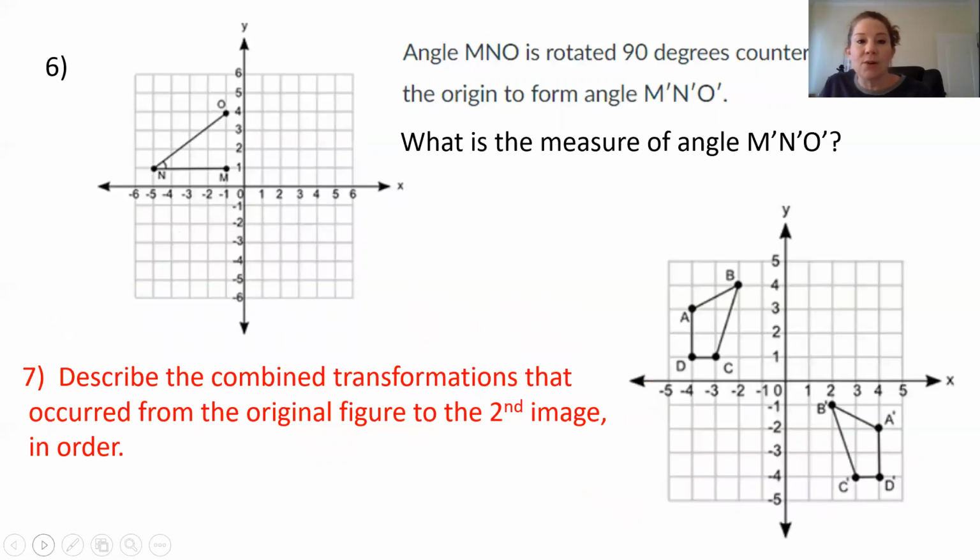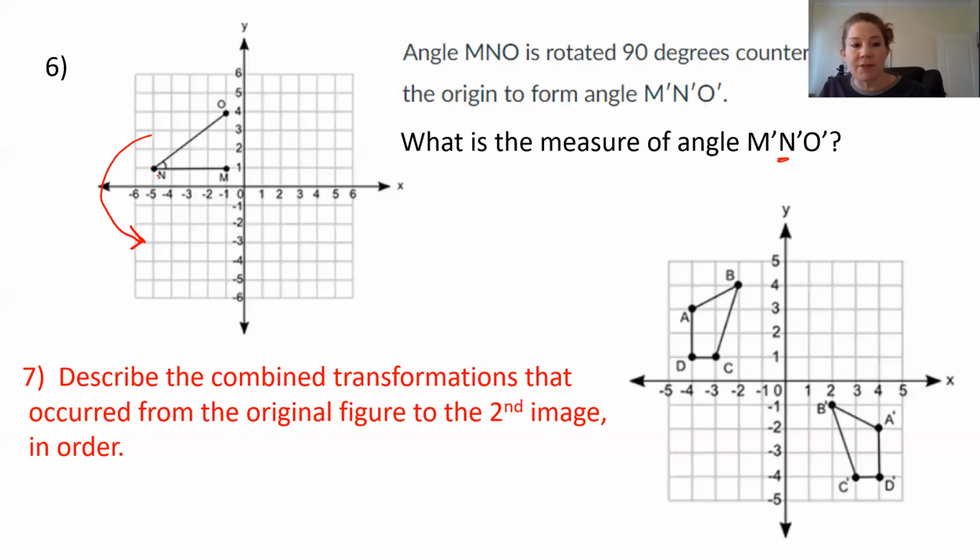Number 6, angle MNO is rotated 90 degrees counterclockwise. So 90 degrees counterclockwise coming down here, right? About the origin to form M prime, N prime, O prime. What is the measure of, basically measure N? That's the second letter, right? So it's asking, what is the measure of angle N?